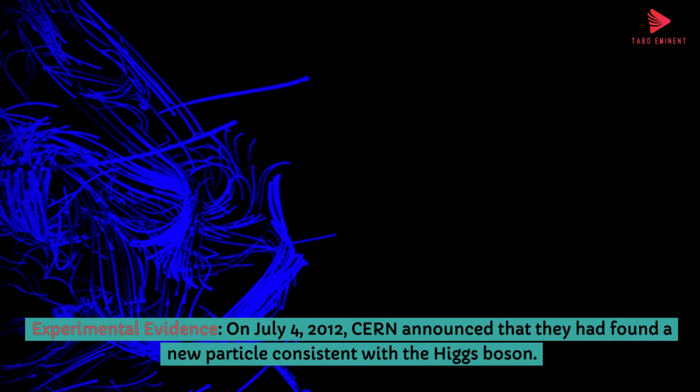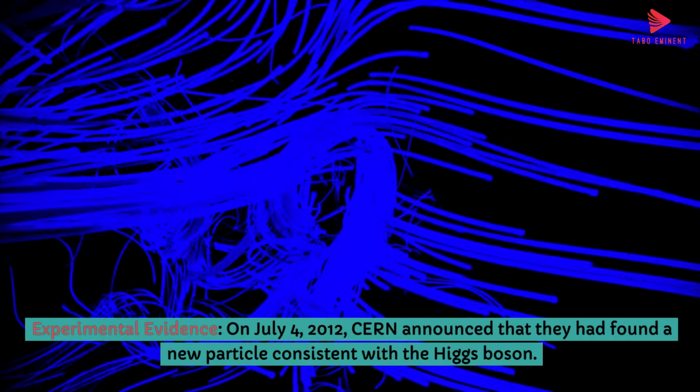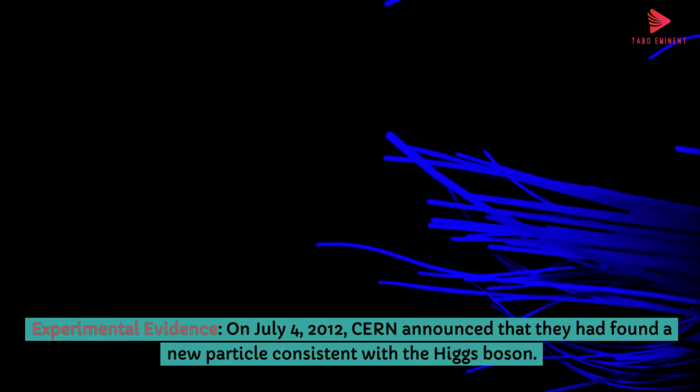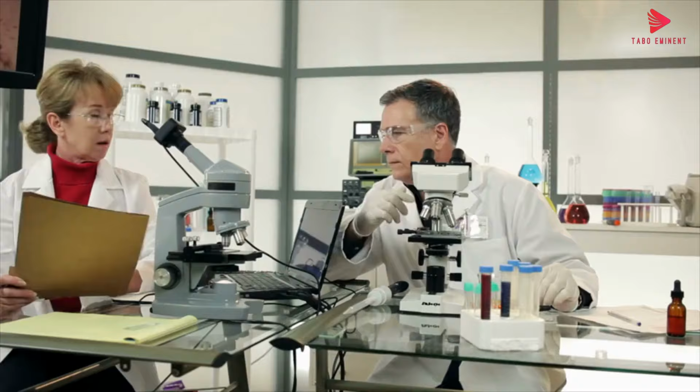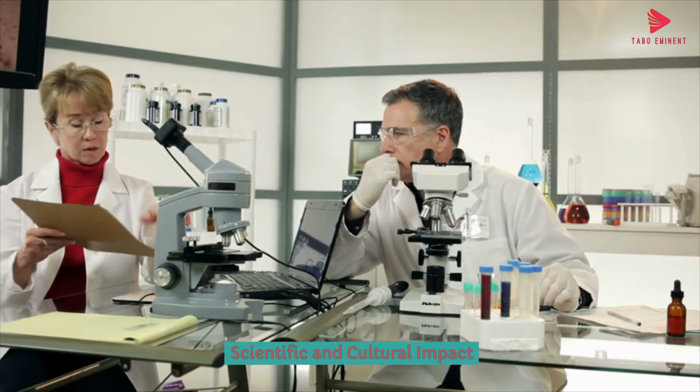Experimental evidence. On July 4, 2012, CERN announced that they had found a new particle consistent with the Higgs boson. Two main experiments at the LHC, ATLAS and CMS, both observed a new particle with a mass of about 125 giga-electronvolts, GeV.